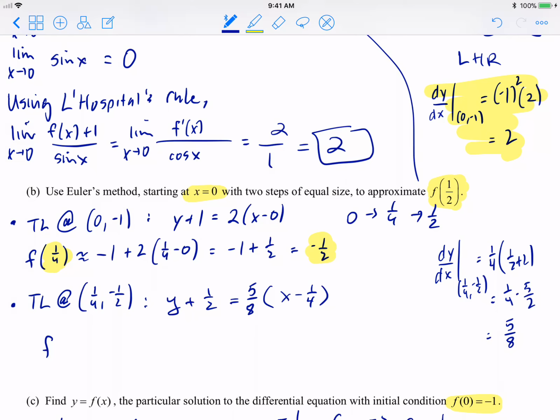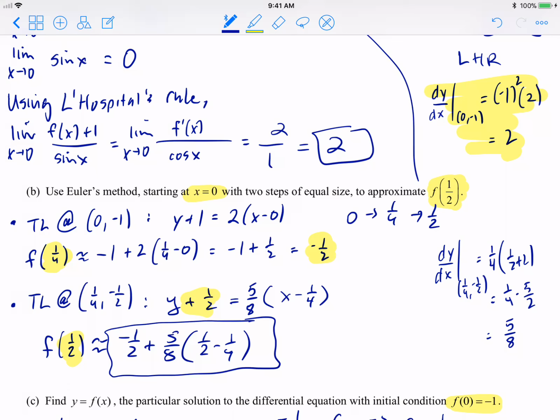Okay, so now we want to approximate f of 1/2. So this is going to be approximately, we're going to move the positive 1/2 that's right here to the other side of the equation. So this is going to be negative a half plus 5/8 multiplied by 1/2, that was my x value, so again, this is the x value that I'm plugging in for x into my tangent line, minus 1/4, and this right here is good enough for the final answer.